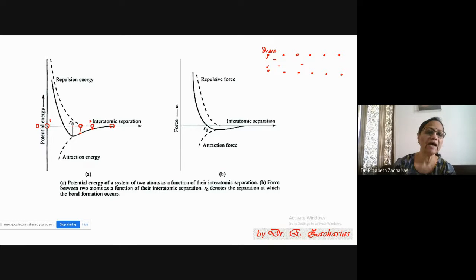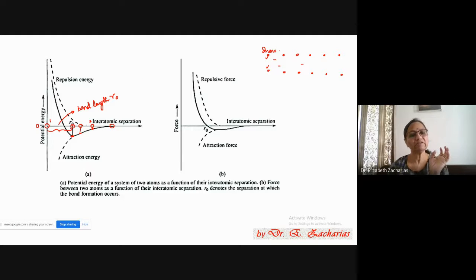Finally, at this position, when the second ion is here, the potential energy becomes a minimum. This interatomic separation, when the potential energy is minimum, is called the bond length, R naught. So at this position, the potential energy of the system becomes a minimum, or the system is most stable.